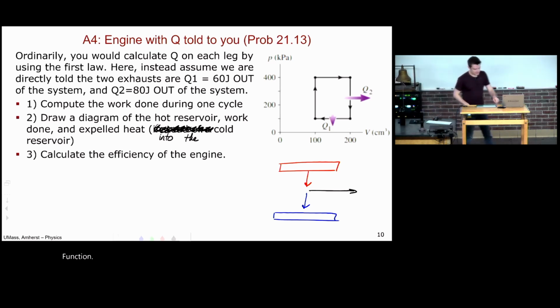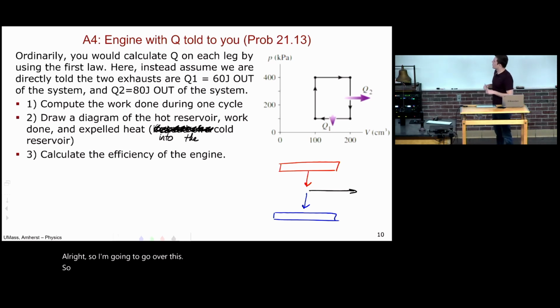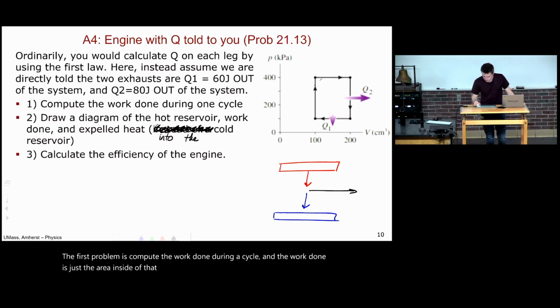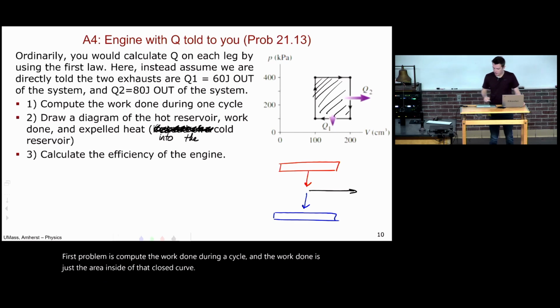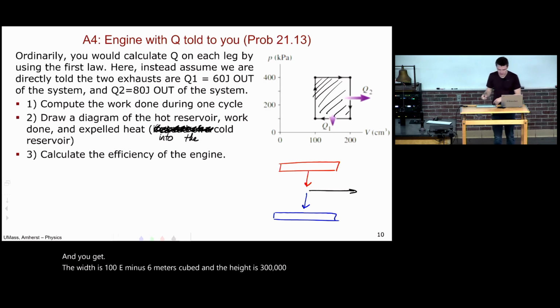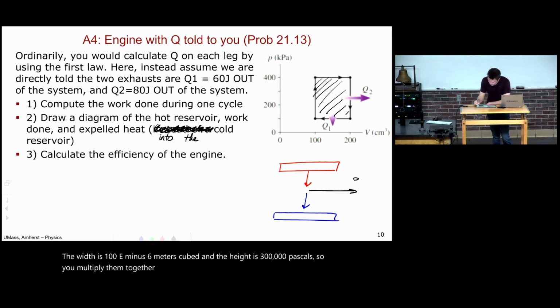All right, so I'm going to go over this. The first problem is to compute the work done during a cycle. The work done is just the area inside of that closed curve. So the area of the rectangle, just multiply the two together. The width is 100 e minus 6 meters cubed, and the height is 300,000 pascals. Multiply them together and the work out is 30 joules, just from taking the area.